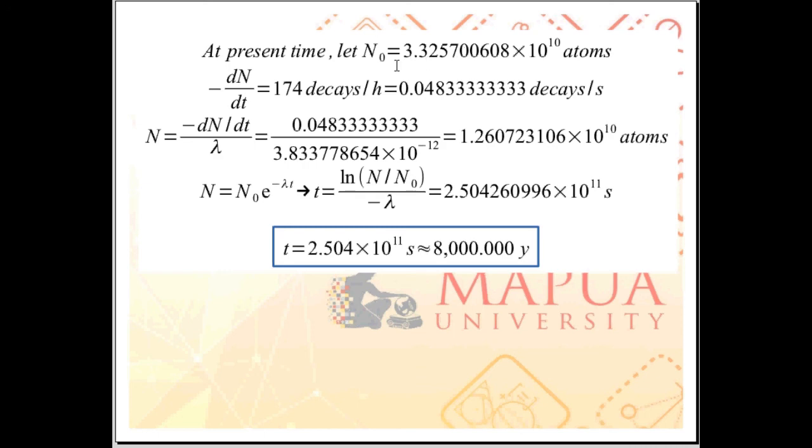The original number of atoms N naught and the current number of atoms are related by N is equal to N naught e to the negative lambda t. Isolating t, we are able to calculate the age of the sample: 2.504 times 10 to the 11 power seconds, roughly 8,000 years.